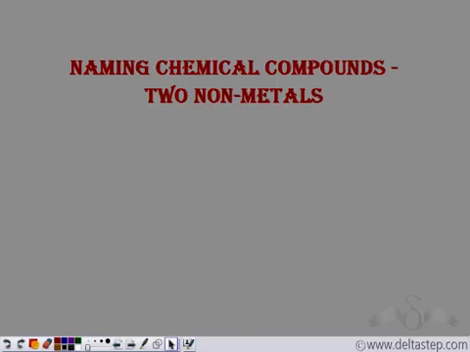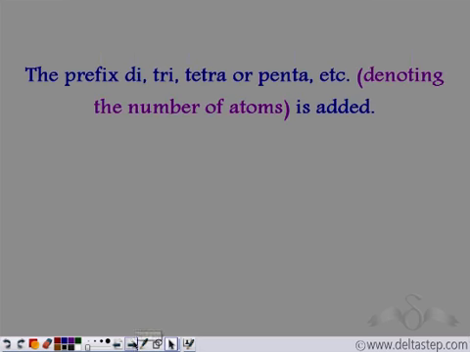We have seen the naming of chemical compounds when we had one metal and one non-metal. Now let's see how we name the chemical compounds when there are two non-metals. We use prefixes. These are the different prefixes that we use. Di means 2, tri means 3, tetra means 4, penta means 5, and so on. And these denote the number of atoms which are present. So let's see how we use this.